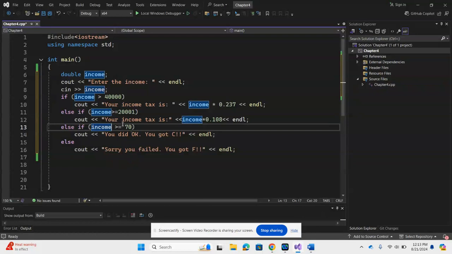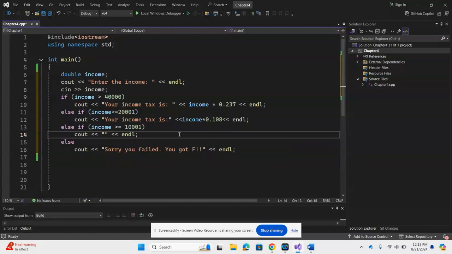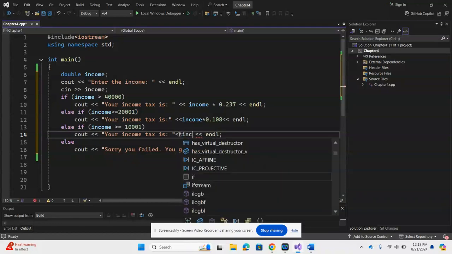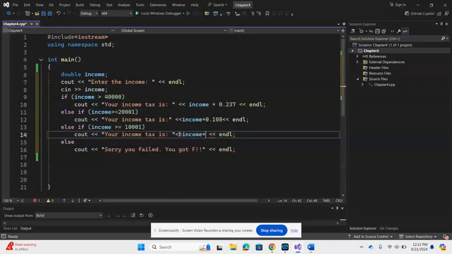So if it is higher than 10,001, then you are going to say your income tax is, and then you do the same thing. Income, you always separate with this. If you have a text and then a value, income multiplied by 0.055, which is 5.5%. And then you do the same thing for the rest until you get to the end.